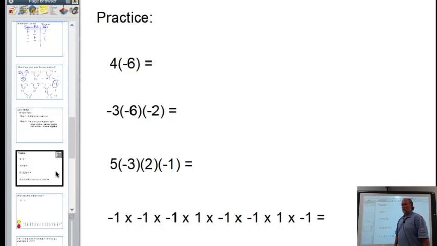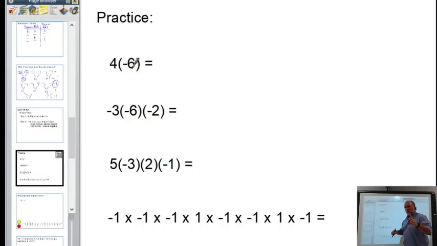So let's see if we can do a couple questions. Okay, so pause the video, write these questions down and answer them for me. Okay, let's find out how you did. Now we know that another way of writing multiply is just to put parentheses like this. So this means 4 times negative 6.